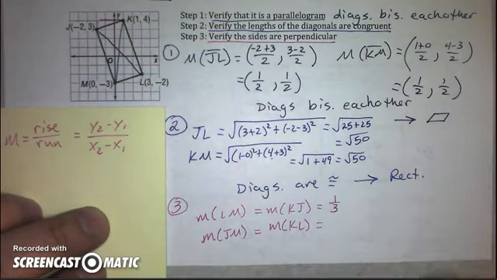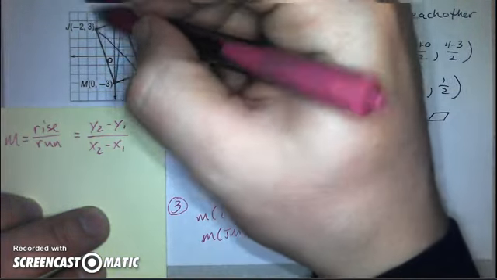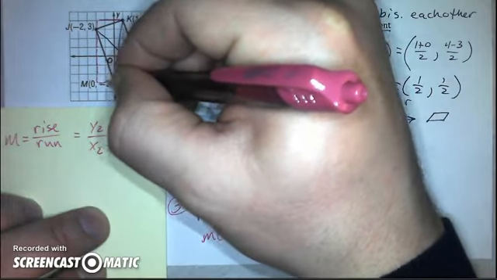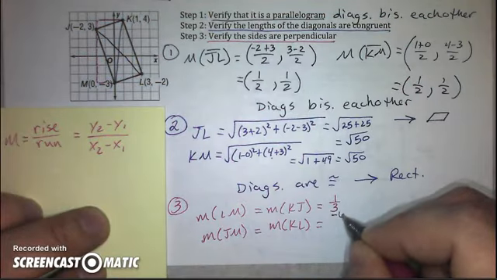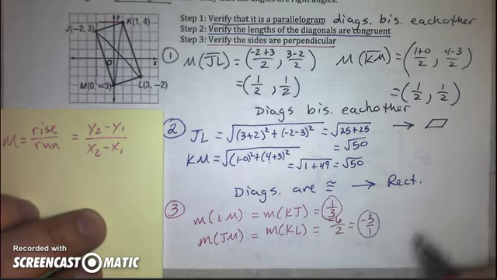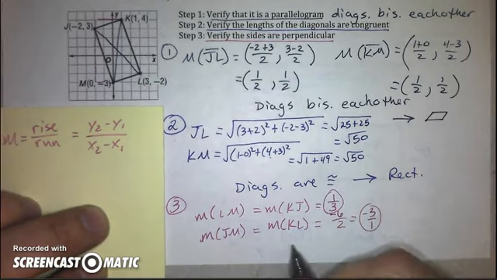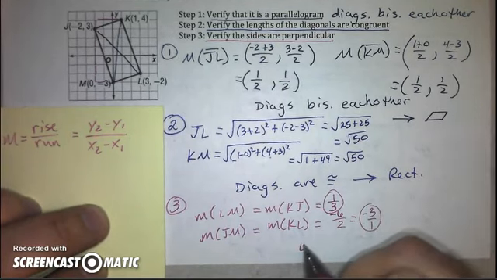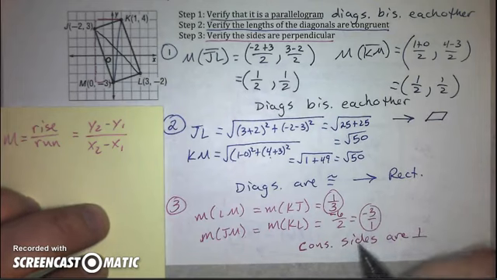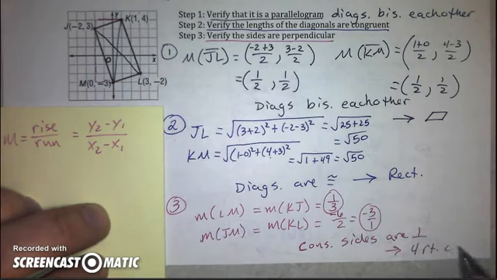And then these longer sides, JM and KL, go down 1, 2, 3, 4, 5, 6 to the right 2. So that is negative 6 over 2, which simplifies to negative 3 over 1. Negative 3 over 1 and 1/3 are opposite reciprocals. That means that the sides, or consecutive sides, are perpendicular, which means there are 4 right angles.